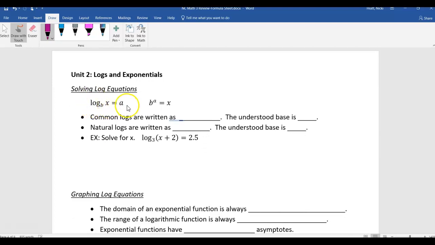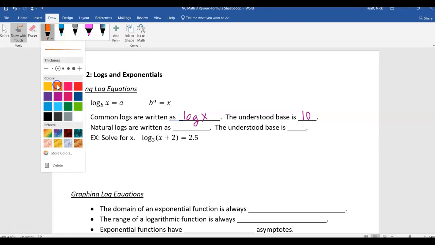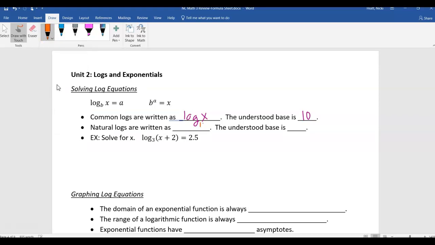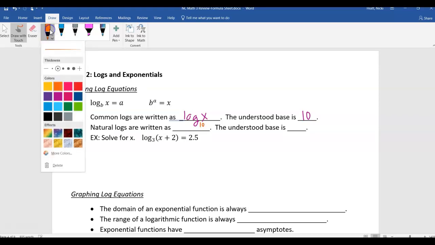The log is written this way, and it goes with the exponential where the base is the base of your exponent, the a goes here, and the x goes on the other side. Common logs are a type of log that we looked at, and they're written like this, just like log x. They don't have a base on them. So when you see that happening, the understood base is 10. Even though it's not written there, it is understood that there is a base of 10 on that log.